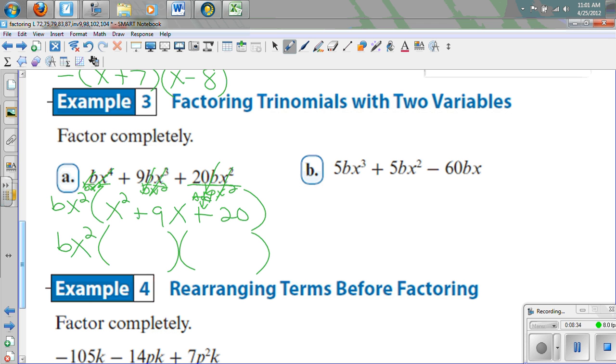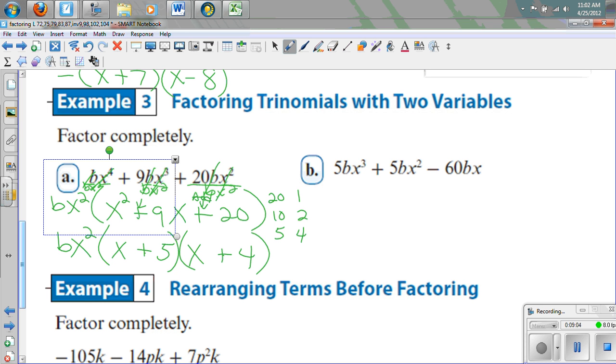Well, factors of 20 are 20 and 1. 20 and 1 when you add them together is 21. 10 and 2 when you add those together, that's 12. 5 and 4 when you add those together, that's 9. So x and x, 5 and 4, and added together. And that's positive in the middle here, so they both have to be positive, not both negative. So bx squared times x plus 5 times x plus 4.